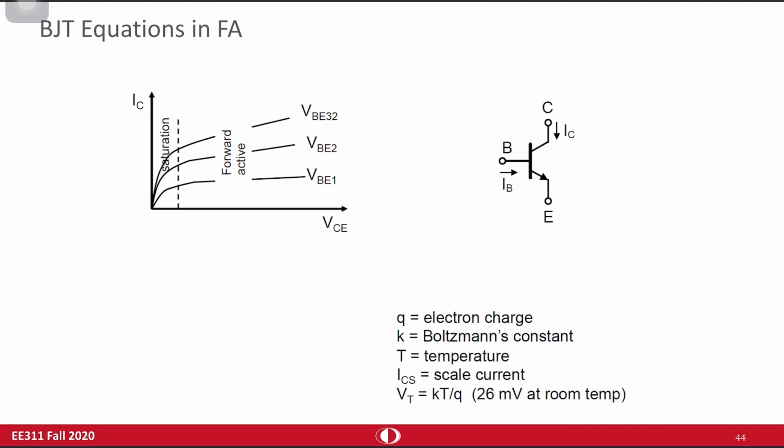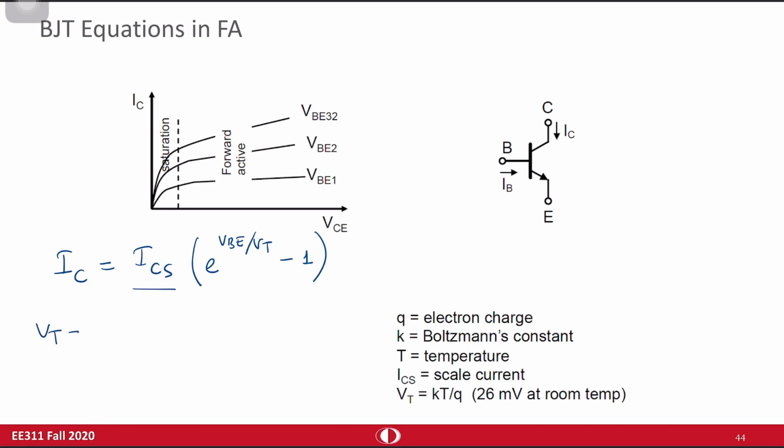When you are finding collector current in forward active, you can use this expression as well. IC is equal to ICS times e to the power VBE divided by VT, minus 1. Collector current depends on base emitter voltage, of course, where ICS is the scale current or saturation current, whichever you call.